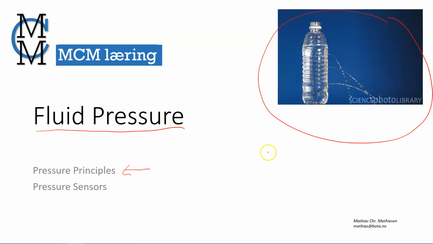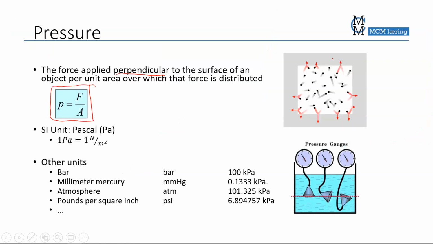If I were to tilt the bottle like this, the water would jet out in this direction and then gradually bend off like that. Also, the water doesn't jet out in that direction, for example. It comes out perpendicular to the surface. And also the pressure here is the same, no matter in which direction I measure it. The pressure is the same at a given level in the tank here.